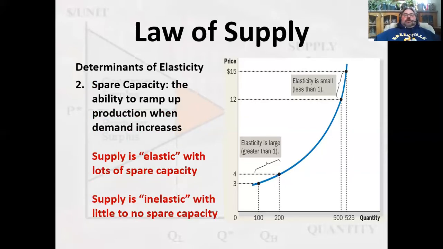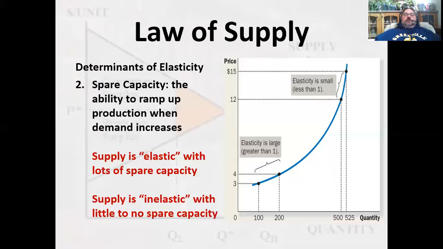Number two determinant of elasticity is what's called spare capacity. And we're actually seeing quite a bit of this right now during the pandemic that's going on. There are certain businesses that ordinarily would be shutting down because they are not producing what's considered a necessary item for basic life support systems. And what they're doing is they're switching their production over to something that is considered essential. And therefore, they're able to keep their factory up and operating, keep their people employed.